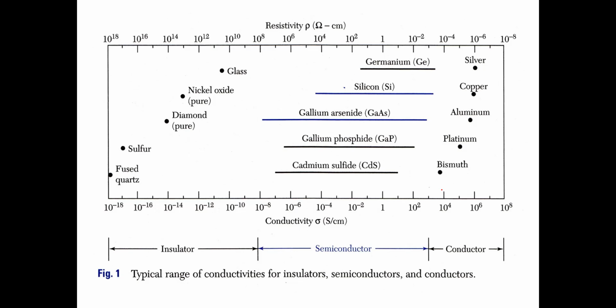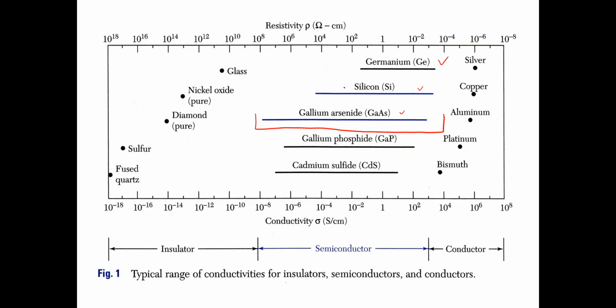This is the comparison between germanium, silicon, and also gallium arsenide. The germanium has a conductivity higher than silicon and also gallium arsenide. But the resistivity of the gallium arsenide is the largest compared to germanium and silicon. You can see that the gallium arsenide has a larger range of resistivity.